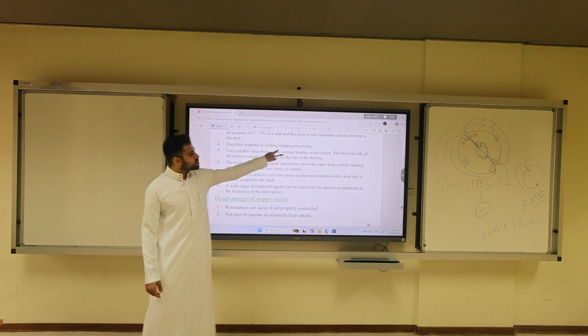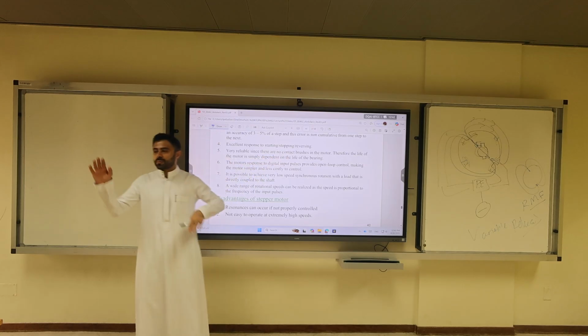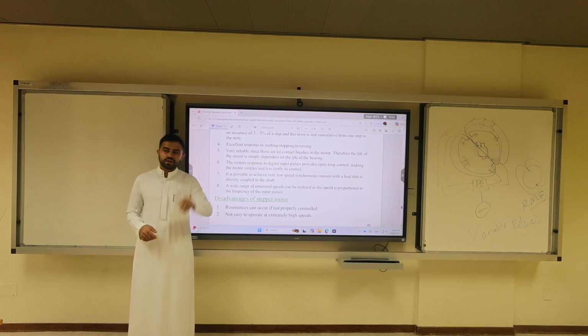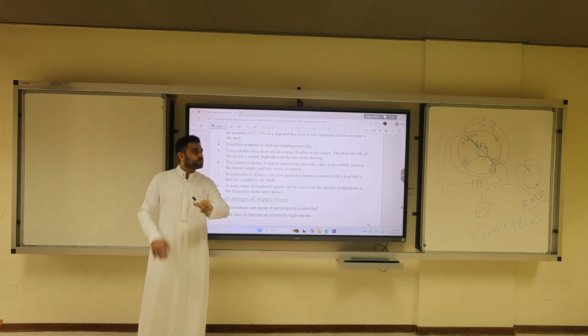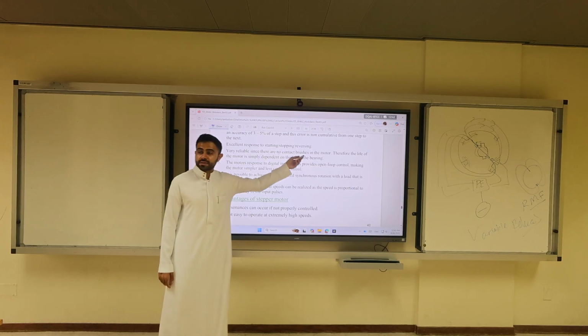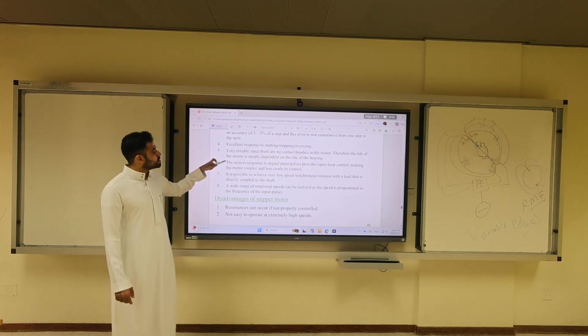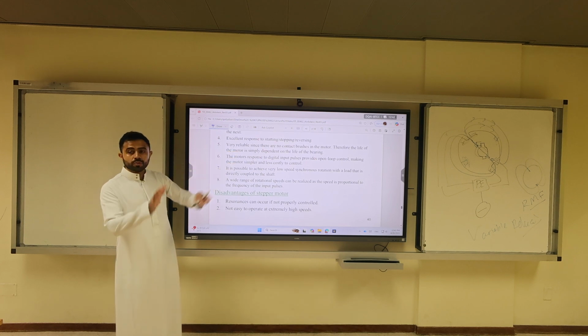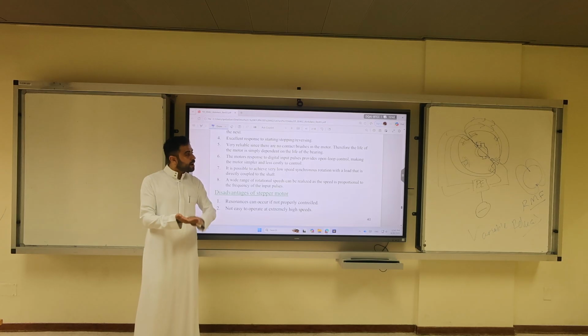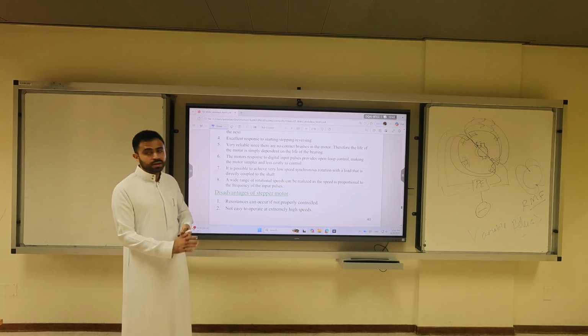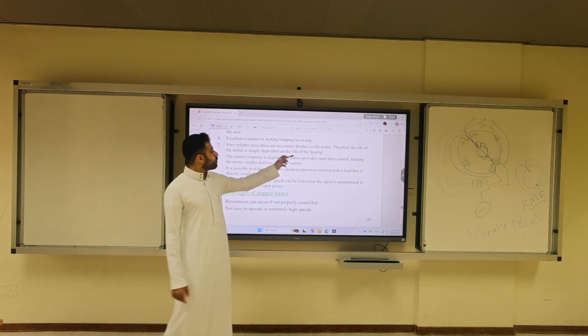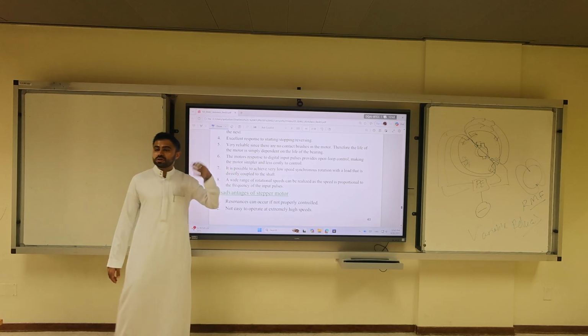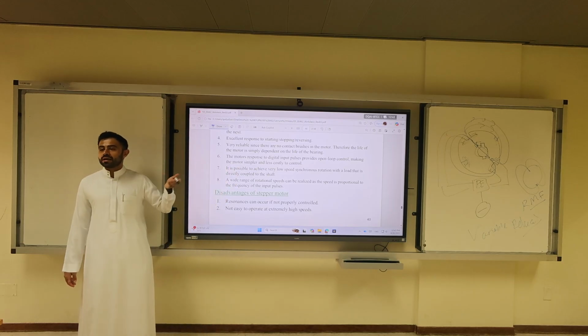Excellent response to starting, stopping, reversing. Just do the power electronics game. You can reverse, you can stop, you can hold. So it's good for robotics applications. Very reliable. There are no brushes, no permanent magnet, no bearings. Therefore, their life is long. That's why in watches, it's only the battery you have to change.